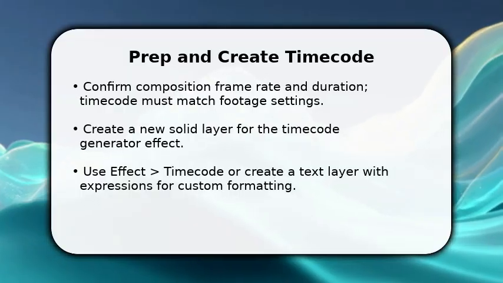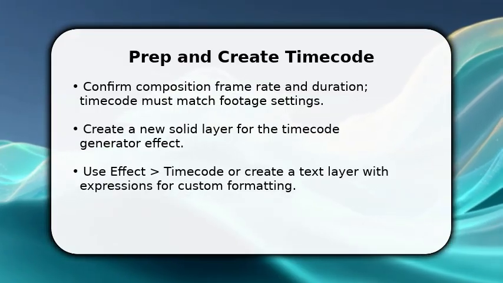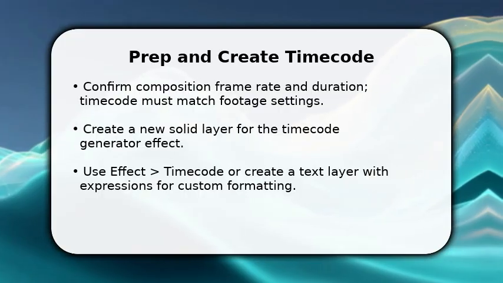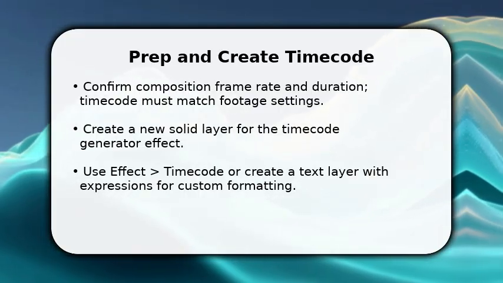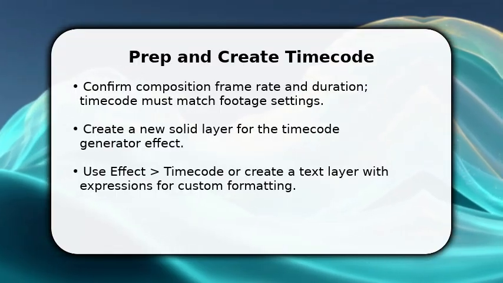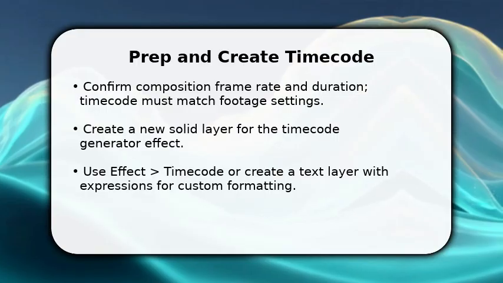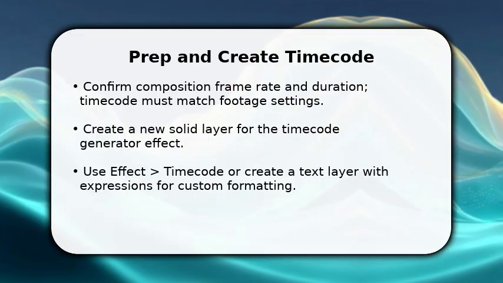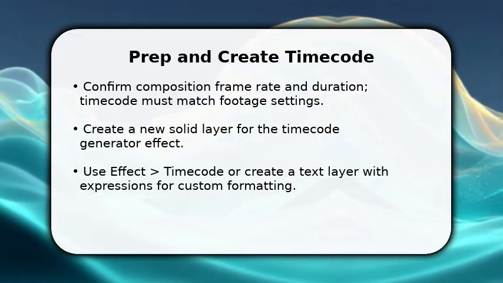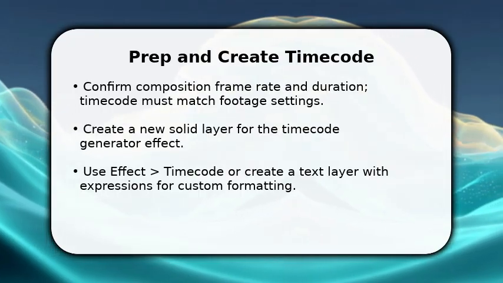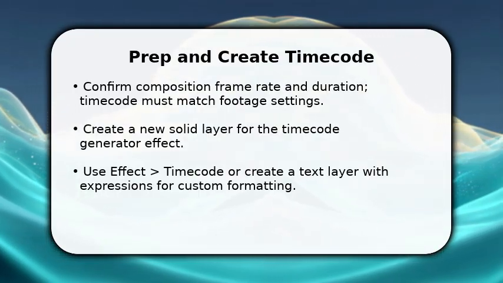You start by matching the composition to your footage so the numbers represent real frames. Set frame rate and duration first. Then create a new solid size to comp and apply effect timecode, or add a text layer if you need custom formatting. Once done, choose source, composition, or footage. Select display style and drop frame if required. Make sure the time base aligns with delivery specs, because an incorrect frame rate will produce wrong time values later.